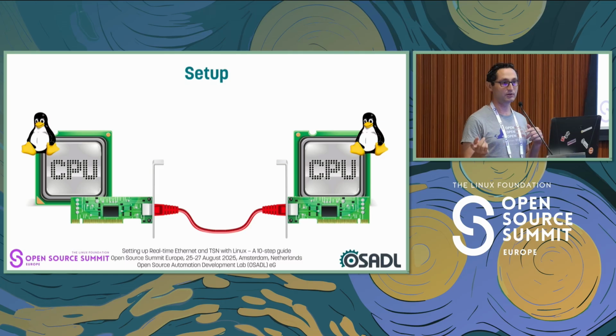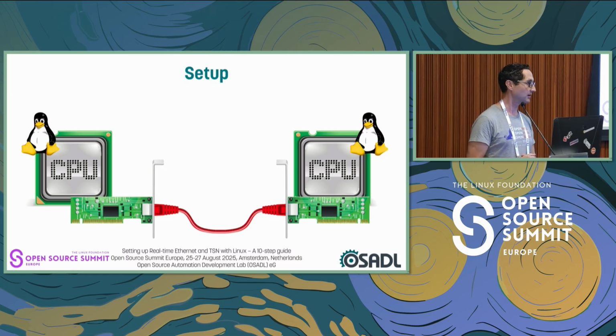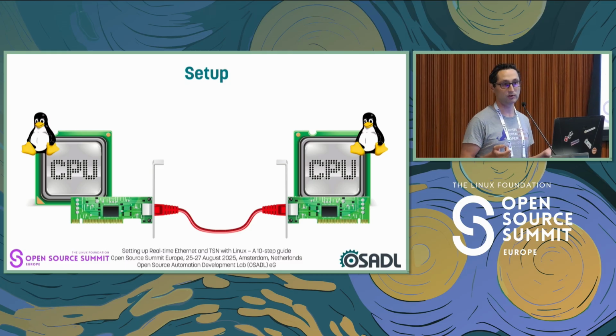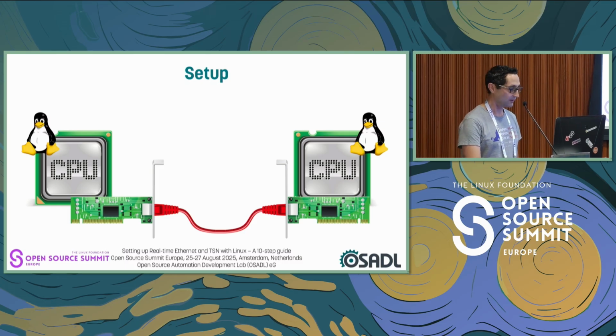So basically what we want to do, we have a peer-to-peer connection between two Linux machines, and we want to have time-critical and non-time critical traffic on the same wire over the same interface, and we just want to sort that out, and we want to avoid any interference between the non-critical and the critical traffic. So what do we need for this, right?